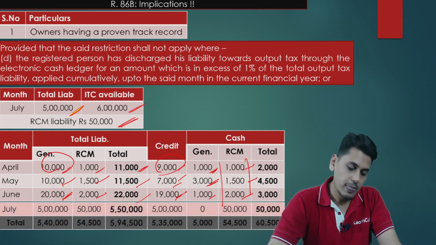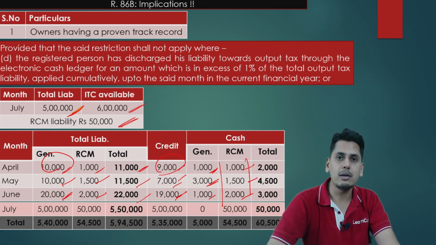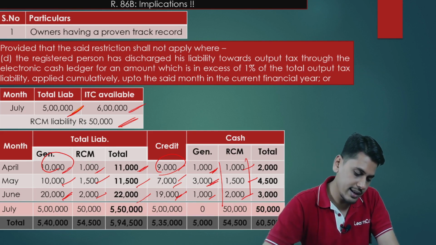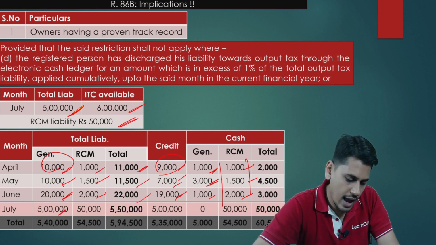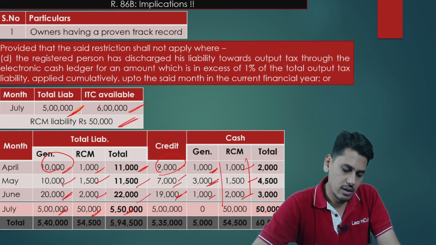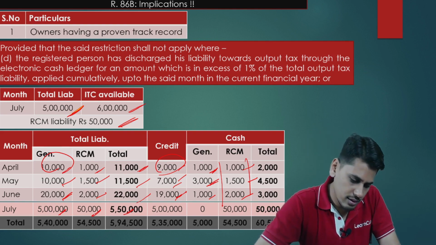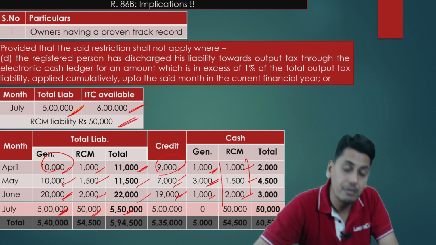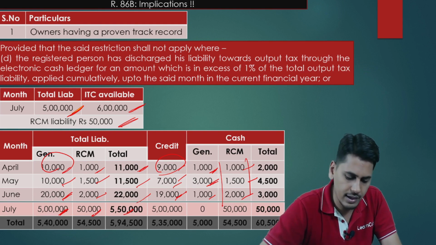Now I take the total. I need to find out whether for the month of July I should pay anything from my cash ledger. So here we go, I take the data for July. For the month of July, my normal output tax liability is 5 lakhs. RCM liability is 50,000, totaling 5,50,000. Now friends, the credit available with me is 6 lakhs. I need to find out whether I can pay this normal liability of 5 lakhs entirely through my credit ledger. This is what I am supposed to find out.